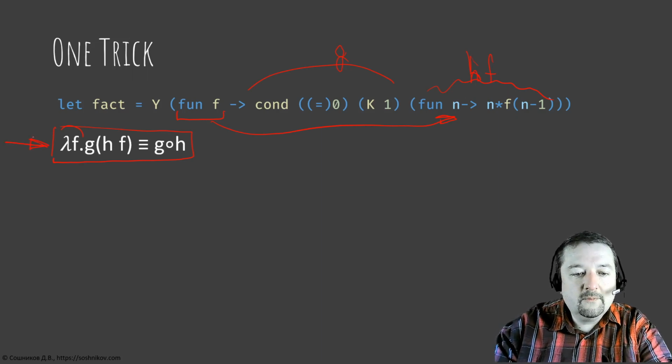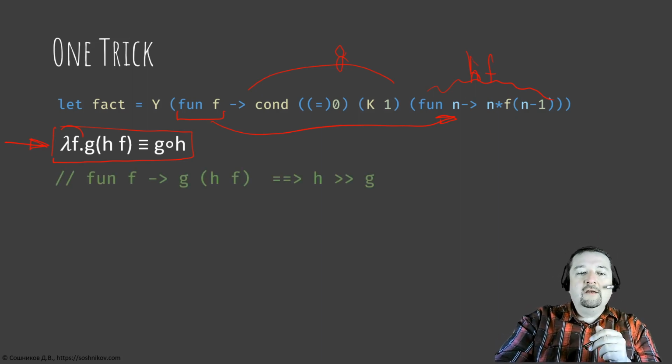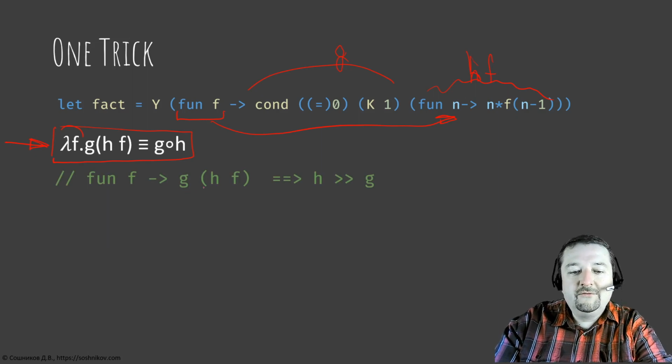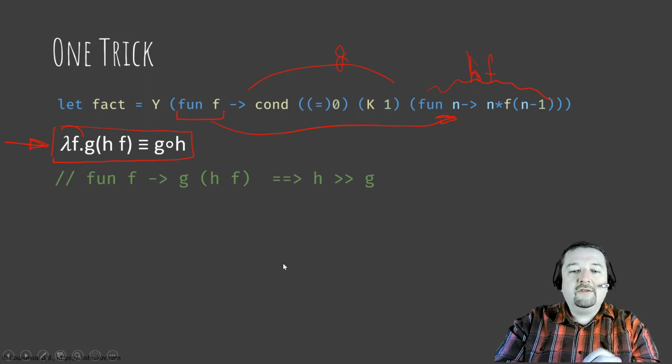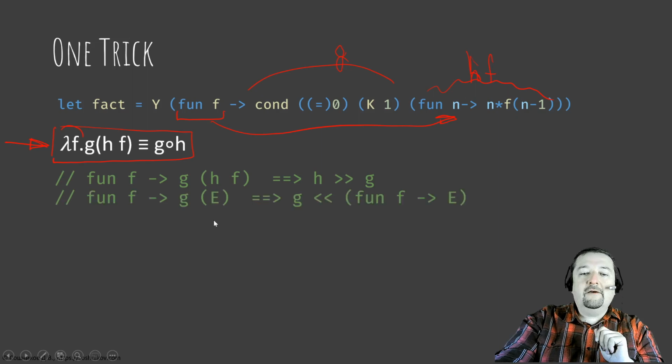Why is this so? In F sharp, if I have fun f of g of h of f, I can replace it with h composition g, because h is computed first, and this is exactly the way composition is written in F sharp. Now, in my case, I have a little bit different setup. I have function of f, and then g of some expression e, which involves f. So in this case, what I can write is this.